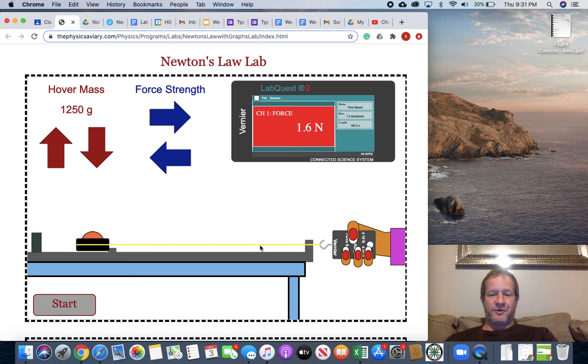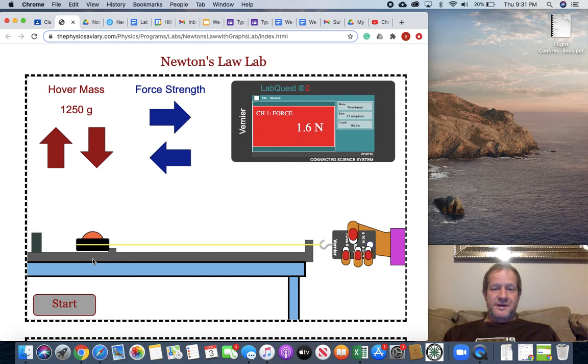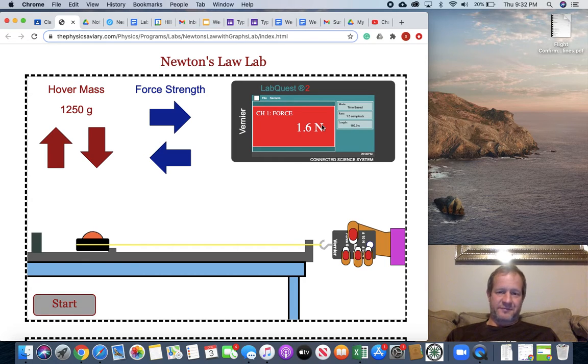And so we want to find this relationship of how much your acceleration changes as you change the amount of force you pull it, and also how much your acceleration changes as you add or take away mass from the system that's being pulled. In this case, the system is your hover disk. All right, so I'm just going to set this at 1,250 grams, which is 1.25 kilograms, and I'm going to have the force set at 1.6 newtons, and I'm going to start the data collection. I want to show you how you get acceleration, because that's probably the most difficult part of this.